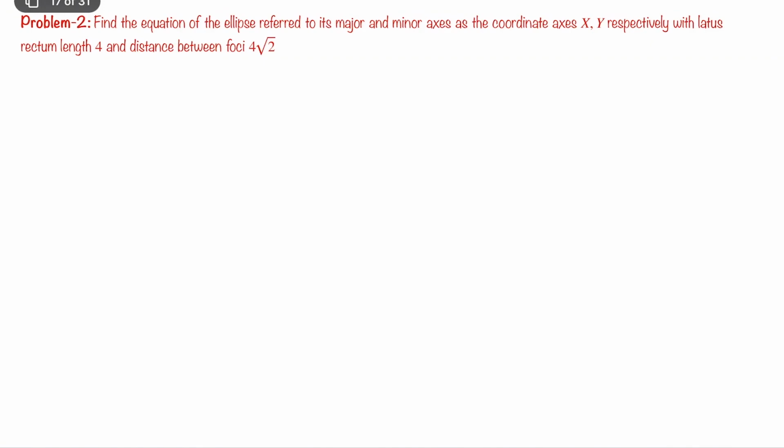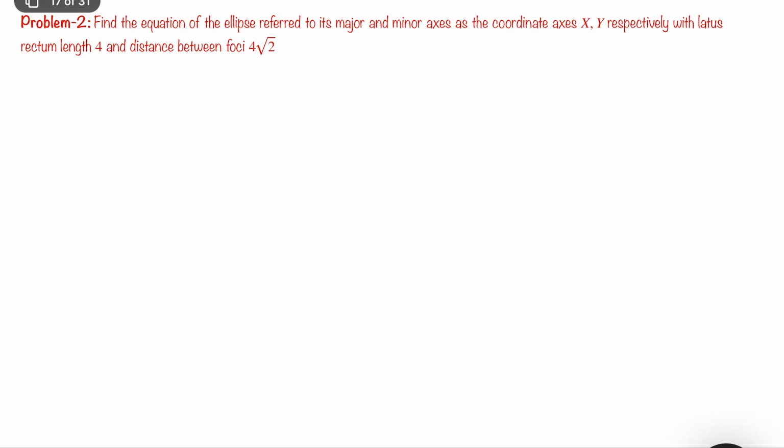Next, problem 2. Find the equation of the ellipse referred to its major and minor axis as the coordinate axes x and y respectively, with a latus rectum length 4 and distance between foci 4 root 2. Here we want an equation of an ellipse whose major axis is precisely the x-axis, whose minor axis is precisely the y-axis. So that means our equation is going to be in standard form.